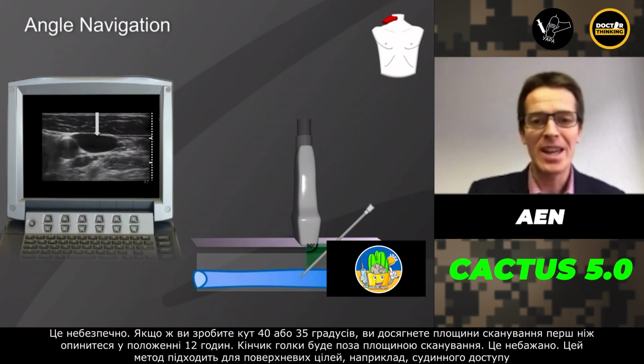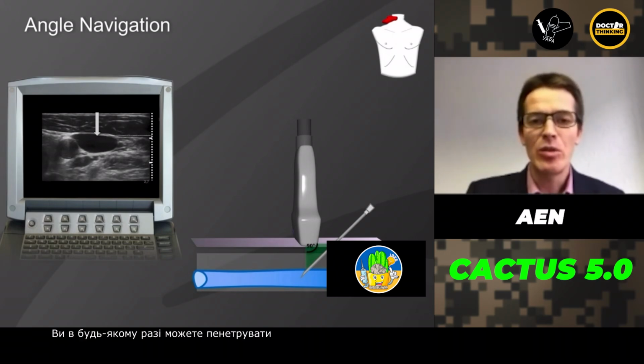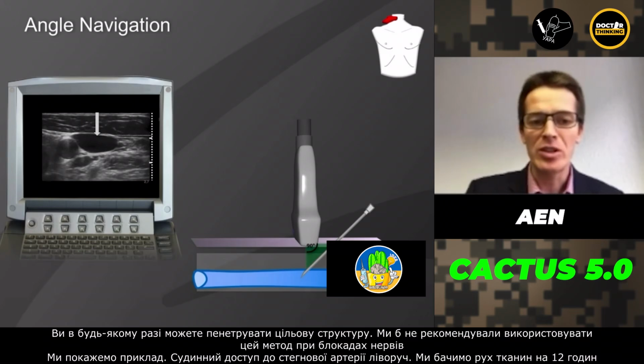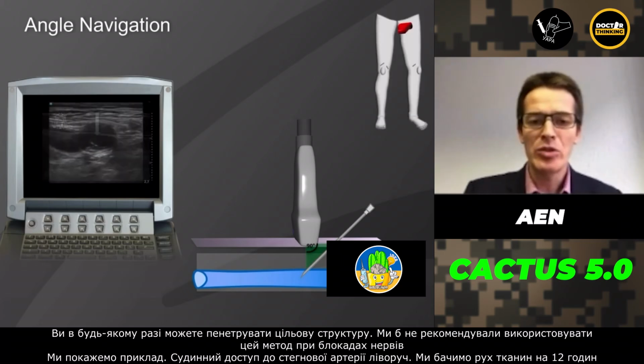So you may get the needle tip behind the scanning plane, and this is not wanted. So this is a method which is suitable for superficial structures like in vascular access, where you actually want to penetrate the target structure anyway. But we wouldn't recommend using it in nerve blocks.